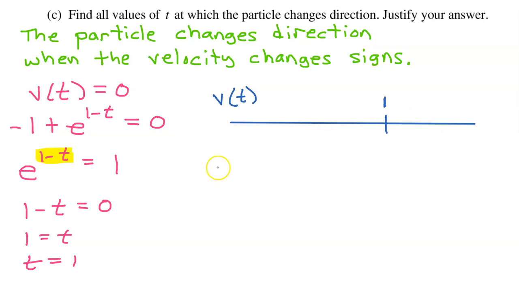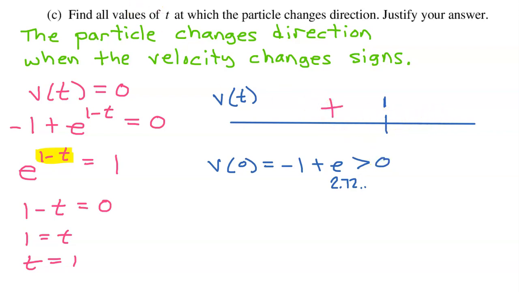So on the left, let's check the velocity at time t equals 0 and see if that's positive or negative. So that would be -1 plus e to the 1 power, because t is 0, and we don't really need to put the 1. So is this going to be positive or negative? Remember that e is approximately 2.72. So that means this is a positive value.